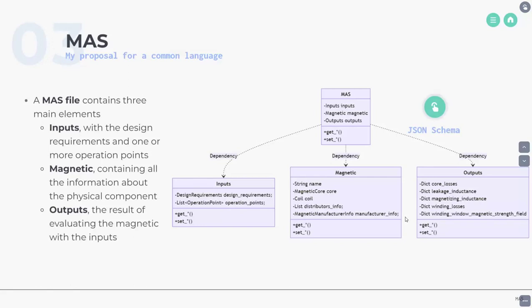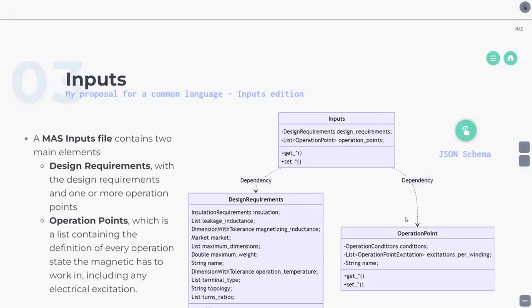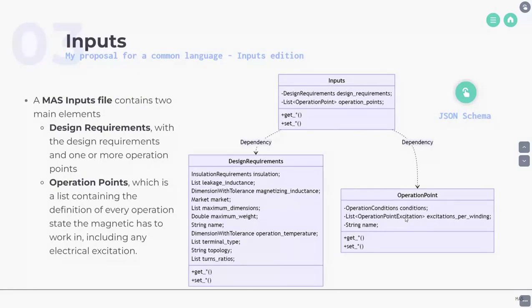We also have the inputs, which is what we are going to talk about here. We have been talking already about the requirements and operating points. And then we have the outputs that we will discuss in some future meeting. They are basically the result of combining one input with one magnetic, and that can come from modeling, analytical simulation, or a measurement. All this is covered by this language. Okay, if we take a look at the inputs, as I said, stop me if you have any question, if something is not clear.